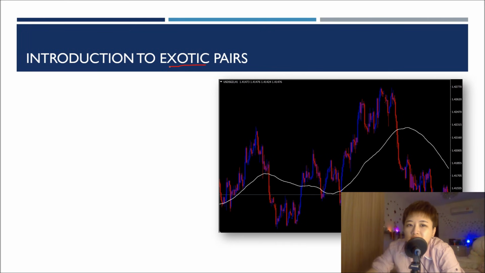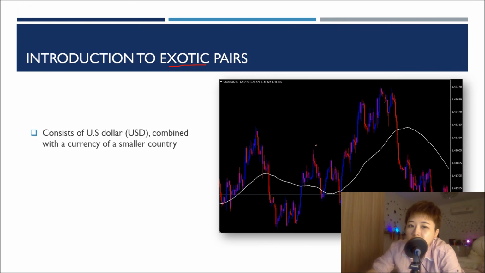And the next one is exotic pairs. Example, USD SGD. SGD is Singapore dollar. Now I look at all these exotic pairs only when I go to the money changer. Like for example, if I want to change Singapore dollar to Malaysian ringgit, then I'll look at the rates. Otherwise, I wouldn't even look at the charts to trade.